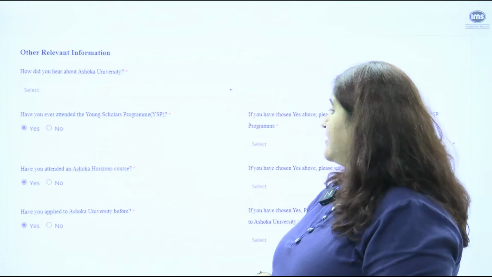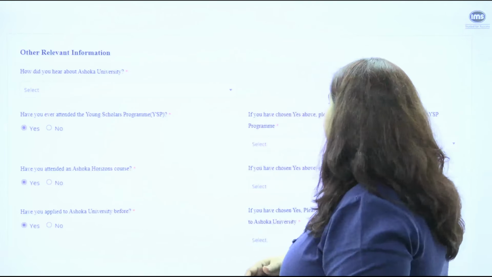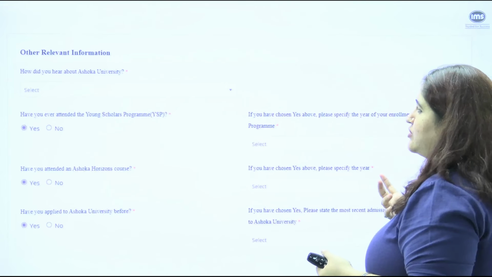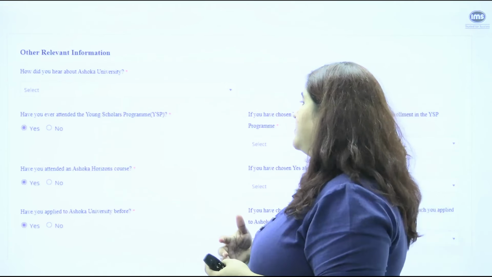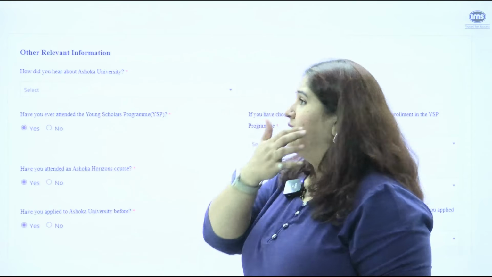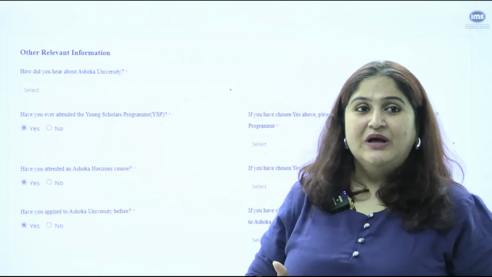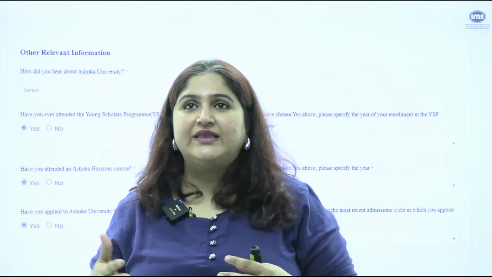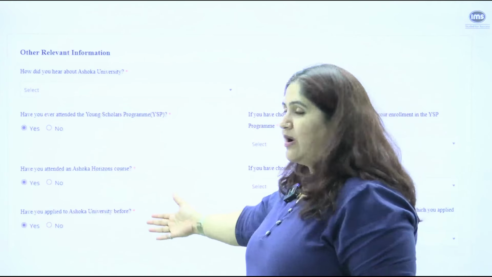Other relevant details which will be required, it's just a little survey which they have done, where they want to understand where you have heard about Ashoka University, if you have attended any Ashoka YSP program, any Ashoka Horizon, or have you applied for Ashoka University before. I know a lot of students who are in the second year and want to take a chance. So if that is the case, make sure you are selecting the options.